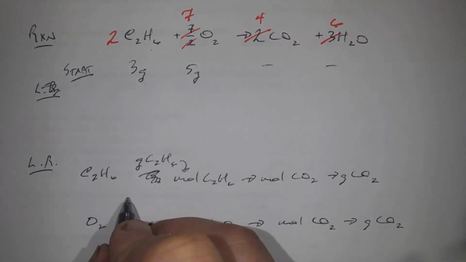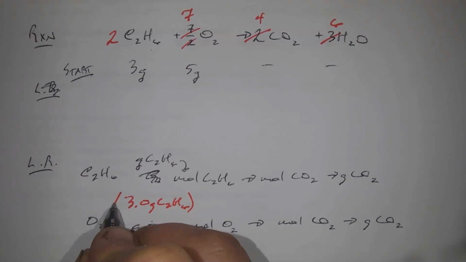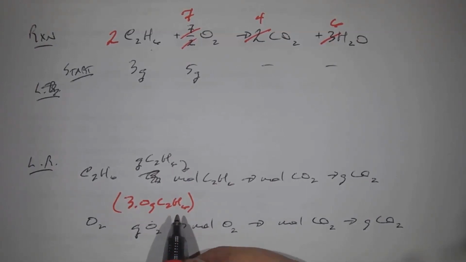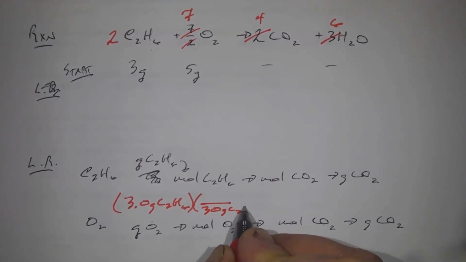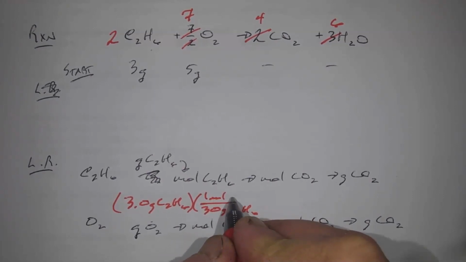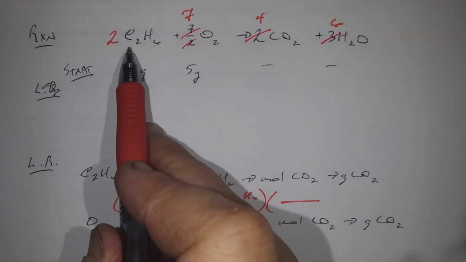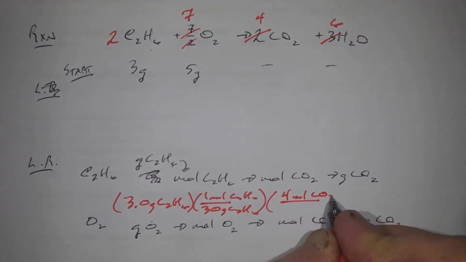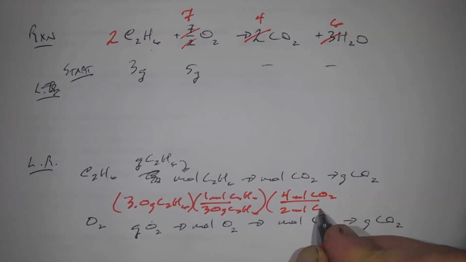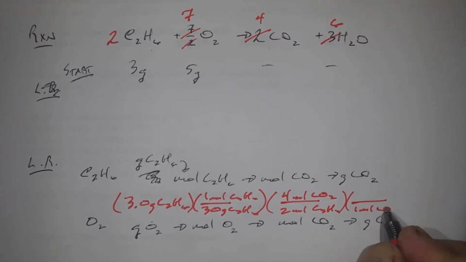So my solution here is going to be that I have 3 grams of ethane. If I calculate that out, 2 carbons is 24 plus 6 is 30, so about 30 grams of C2H6 is 1 mole. From the balanced reaction, 2 C2H6s gives me 4 CO2s, so 4 moles of CO2 is 2 moles of C2H6, and 1 mole of CO2 is 44 grams of CO2.